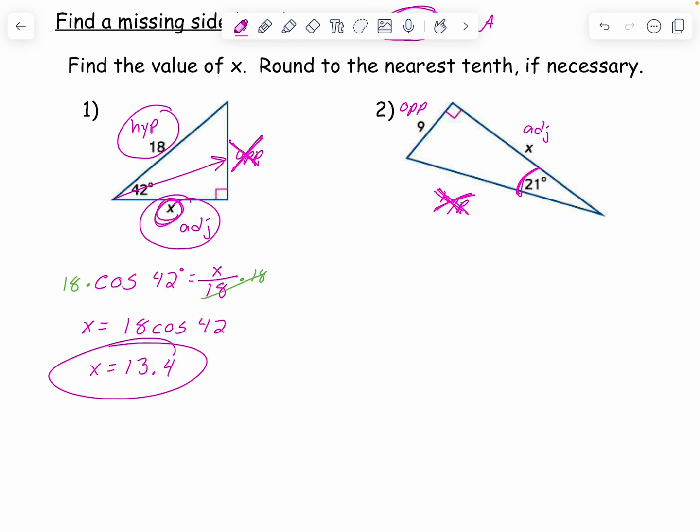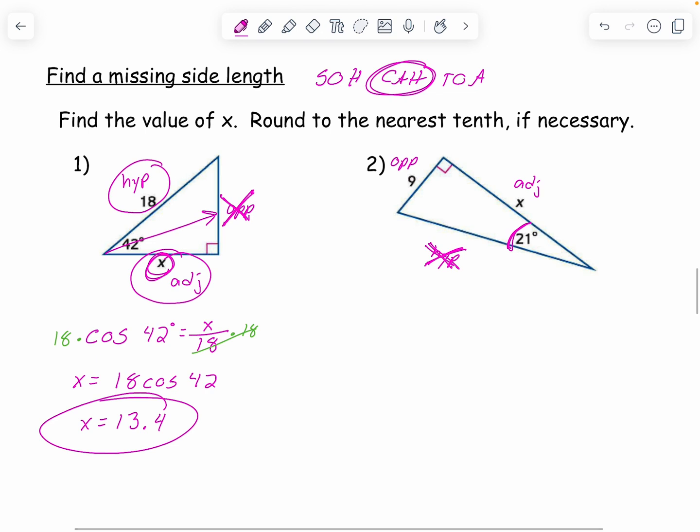Okay, so I know nothing about the hypotenuse. I am not trying to find the hypotenuse, so I do not want to use the hypotenuse. I am only using adjacent and opposite, and so that is going to be tangent. So we are going to do tangent 21, because that's the angle we're using, and that is going to equal the opposite, which is 9, over the adjacent, which is x.